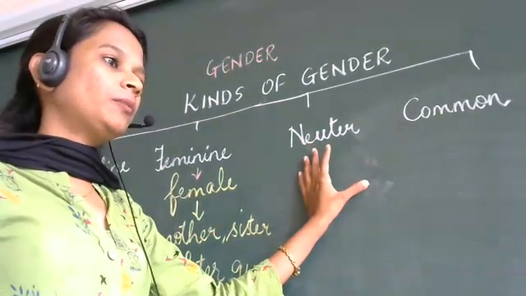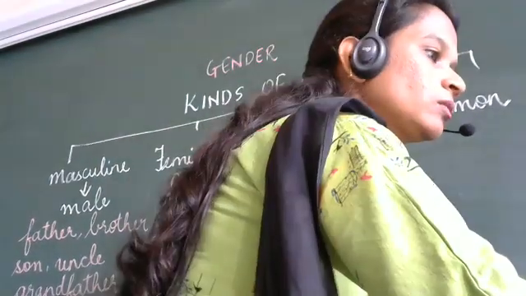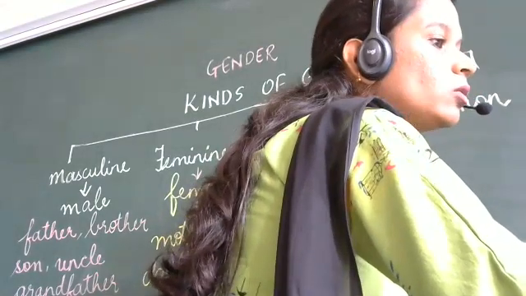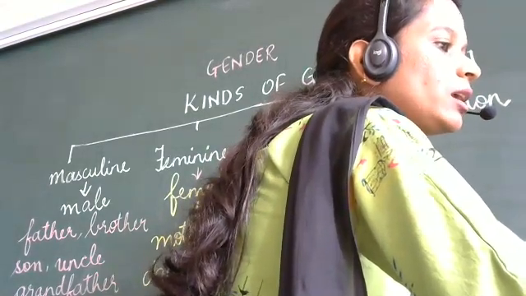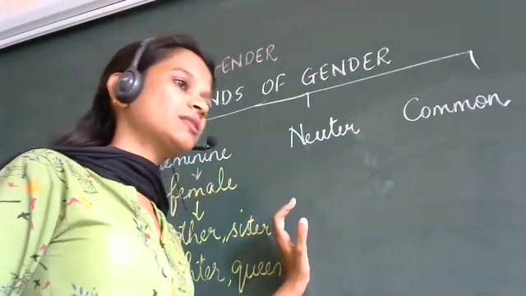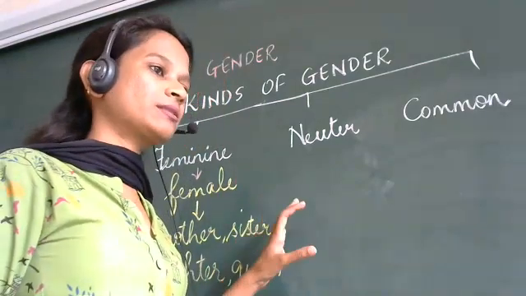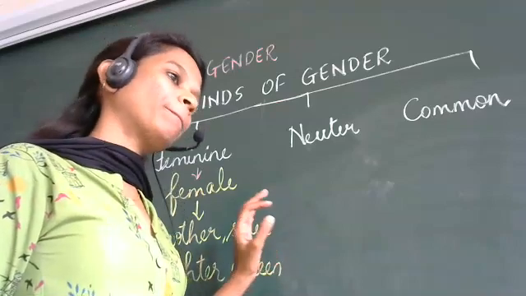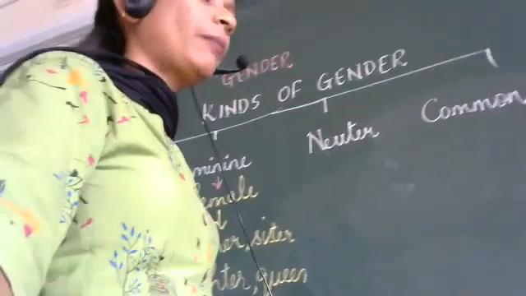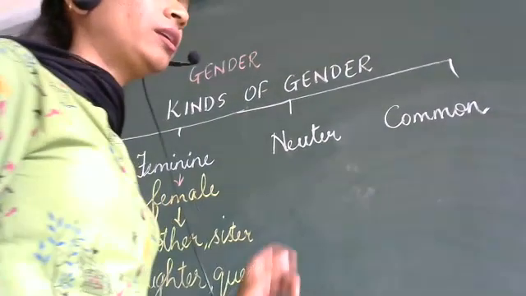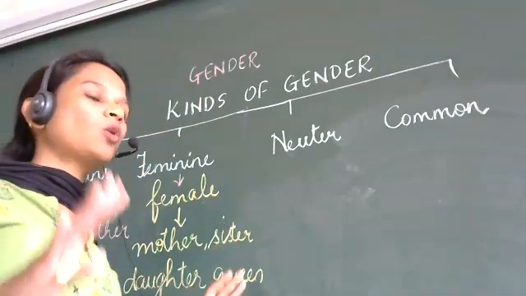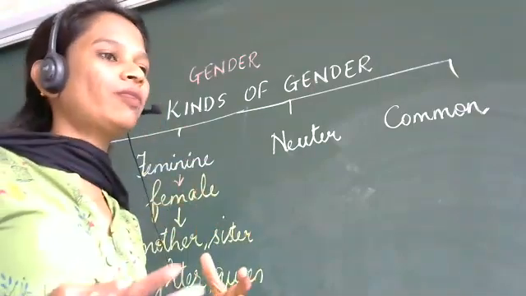Have you heard about this neuter gender? Does anyone know about this neuter gender? Yes, not female, neither female nor a male. Who comes usually under this category? Yes, all the non-living things. Listen, all the non-living things come under this category of neuter gender. That is, neuter means it is neither a male nor a female. It has no gender. It is not even a female. It is not even a male.